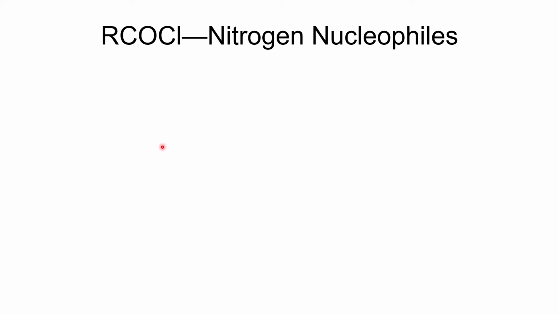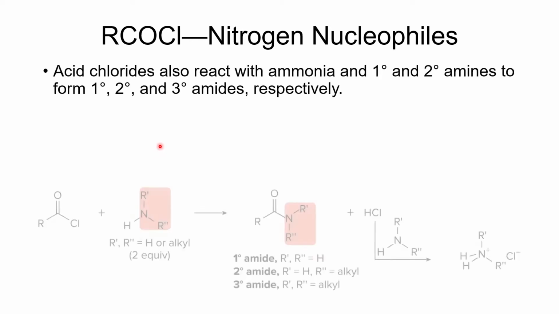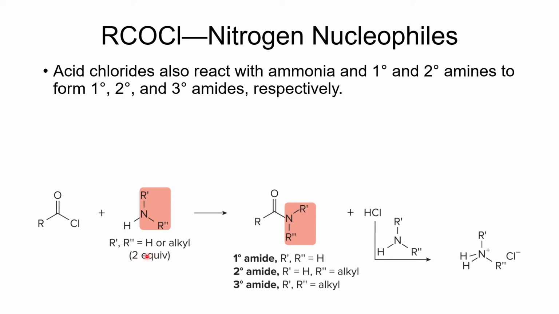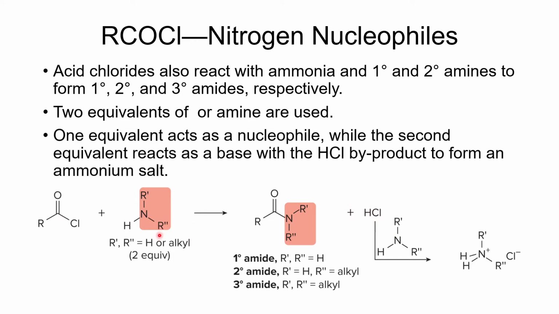We can also use nitrogen nucleophiles. However, we end up having to use two equivalents of that nitrogen nucleophile. So if we're going to use something like a primary amine, a secondary amine, or just ammonia, we're going to end up using two equivalents of it, because one equivalent will be used to make the amide, and the other equivalent will be used to neutralize the leftover HCl. So one acts as the nucleophile, and the other reacts with the base to soak up that HCl byproduct. And we'll get an ammonium chloride of some sort, depending on which type of amine we started with.